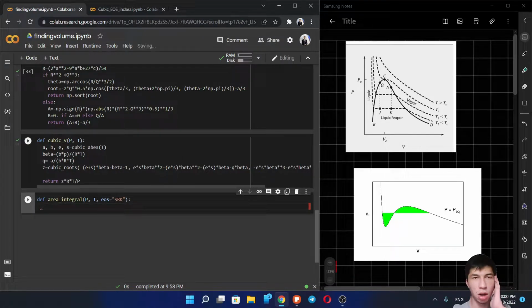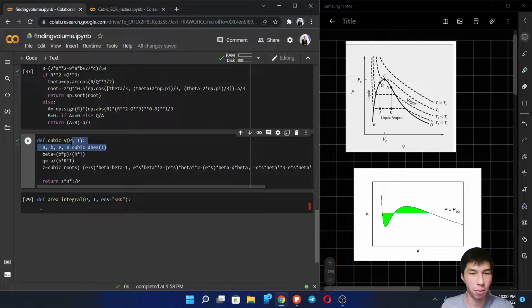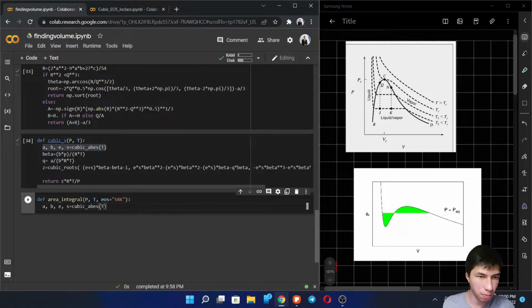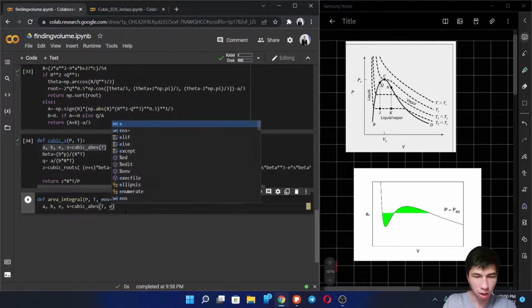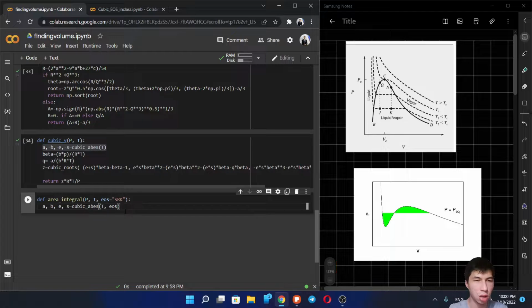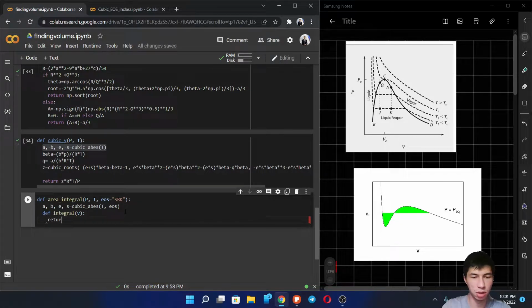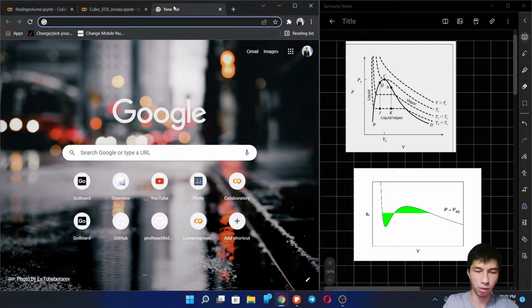And our cubic equation of state has some variables of a, b, epsilon, and sigma, right? So we're gonna put it here, and EOS here. We already defined it for the function, and to calculate the integral, we're gonna use something called the nested integral. So we're gonna define integral. It's gonna take our v and return the integral. But before that, let's calculate our integral.